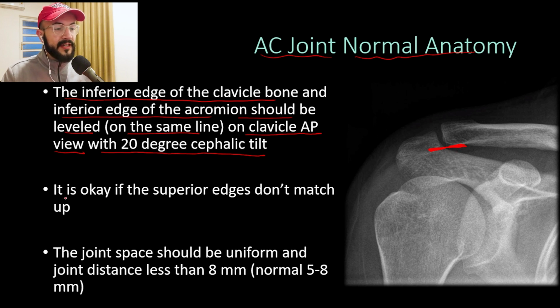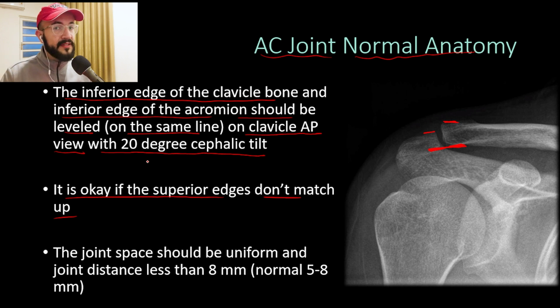But it is okay if the superior edges don't match up. So it's okay if the superior edge of the clavicle doesn't match with the acromion in a normal AC joint. But remember, this only applies if we take the clavicle AP 20-degree cephalic tilt view. That is why we order this view X-ray if we suspect there is an abnormality of the AC joint.